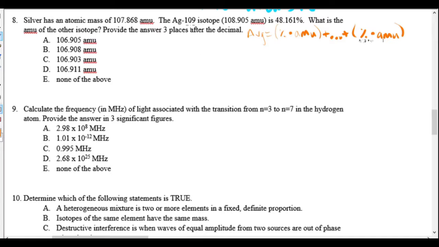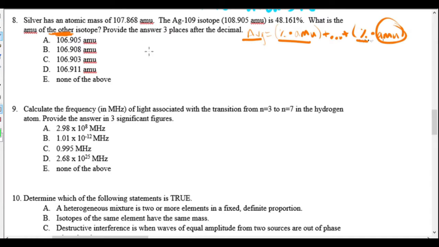So we have the mass of one and its percentage, which means we have the percentage of the other, because she said there are basically only 2 isotopes. And we have our average. So we have this, this, and this, and that's what we want to solve for.